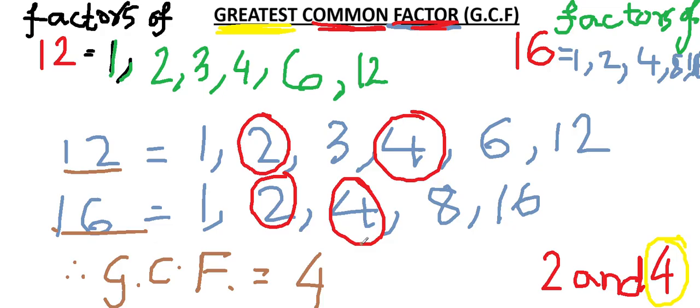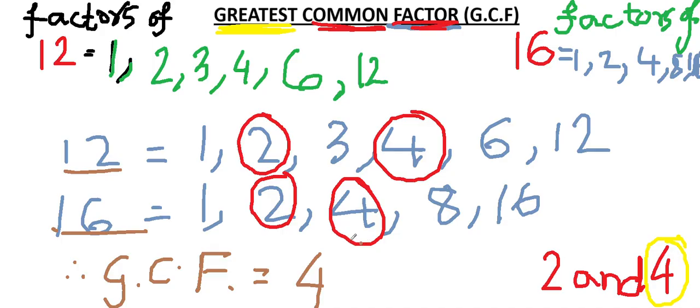So 12 and 16 are divisible by only 2 and 4. Okay? 12 is divisible by 2. 16 is also divisible by 2. 12 is divisible by 4. 16 is also divisible by 4. But between these two numbers, we have to select the greater number, or the greatest number. So there are two numbers. Selecting the greatest number would give me 4. So the greatest common factor of 12 and 16 is equal to 4.